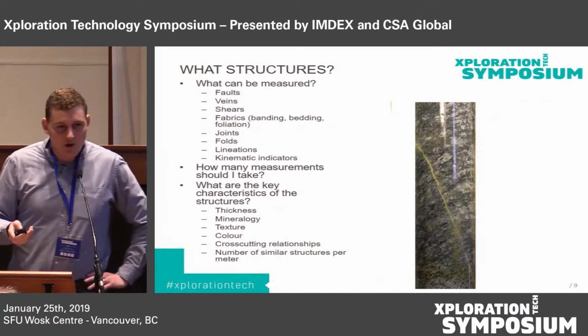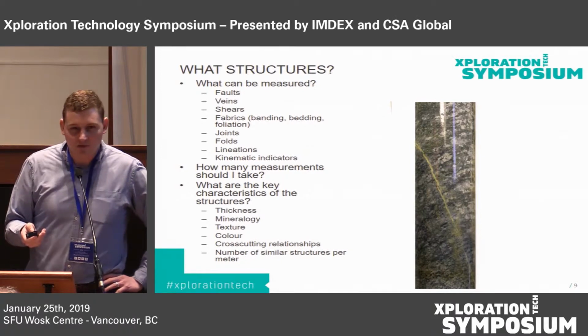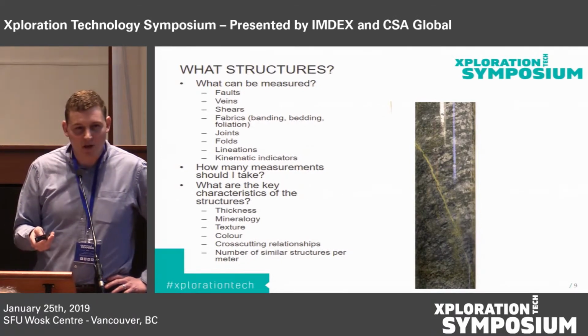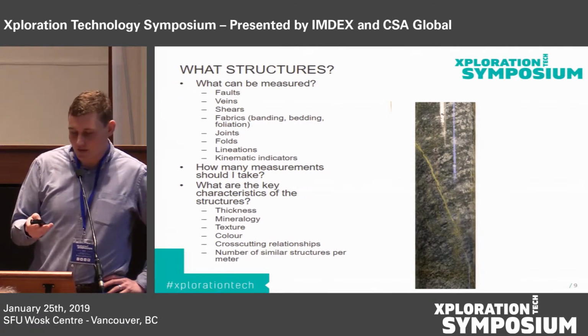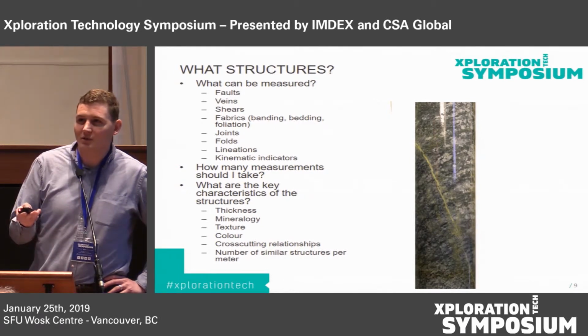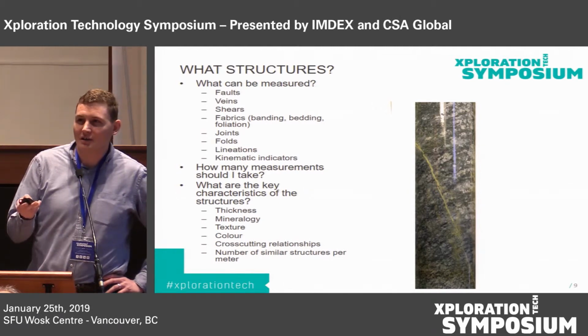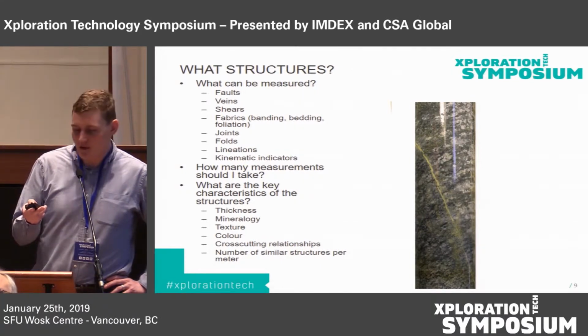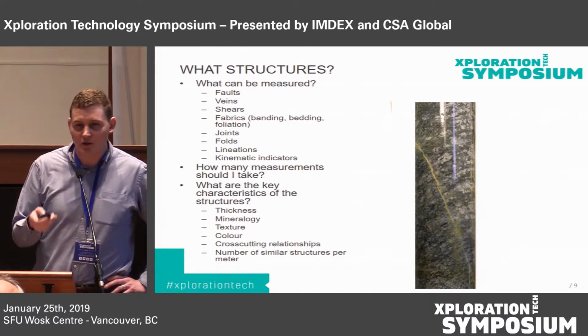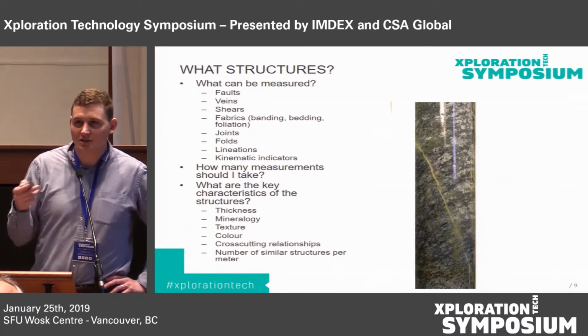Now, for I think a lot of people the most confusing part of the whole thing is what structures to measure. And there are a huge range of structures. We've got here, for example, a foliation and a little vein. And depending on the orientation of that core, they could be at exactly the same depth. And so you need to make sure that you're logging all the structures that you can and make sure that you're logging the appropriate structures.